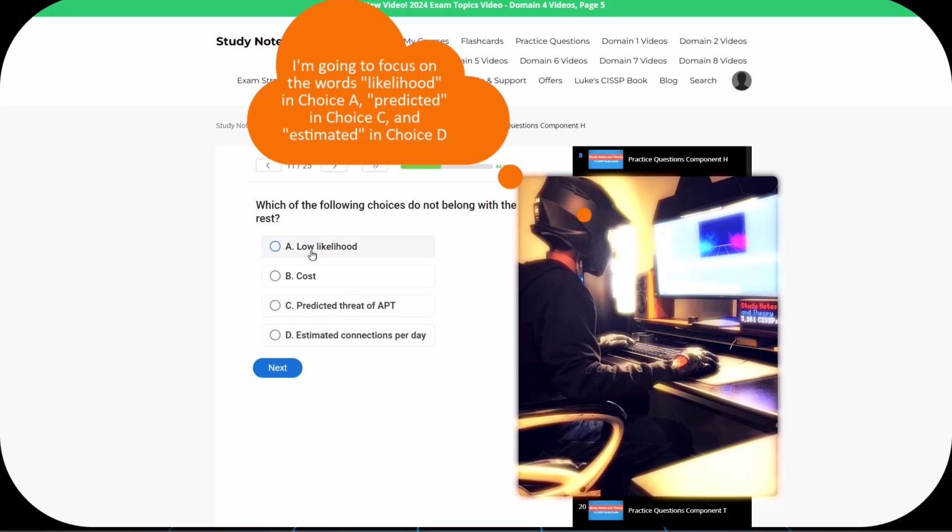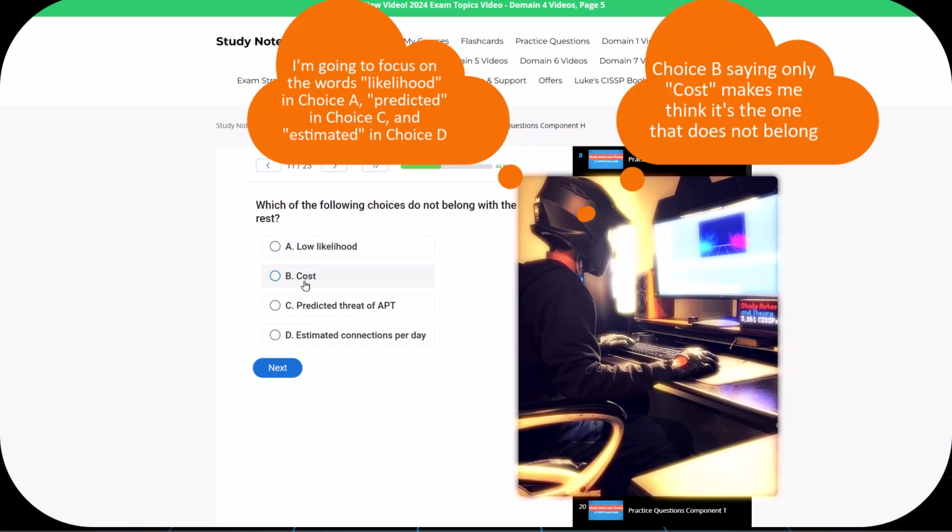Cost, see, low likelihood of something happening, like a risk being realized, can affect cost, because if there's low likelihood of a risk, you're not going to spend that much on the countermeasure or the security. So predicted threat, I'm going to say estimated connections per day is the outlier.